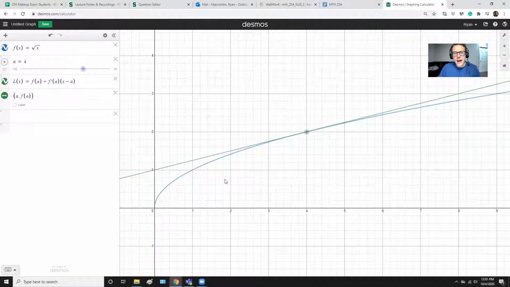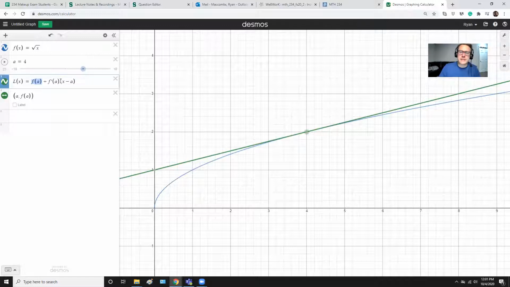And so I have here the function square root of x, right? And I also have the tangent line right here, which we also can call the linearization equation. So notice that this is the function's height, f of a, plus the slope, m, which is the derivative, times x minus a. So this is exactly the line that goes through this point here.